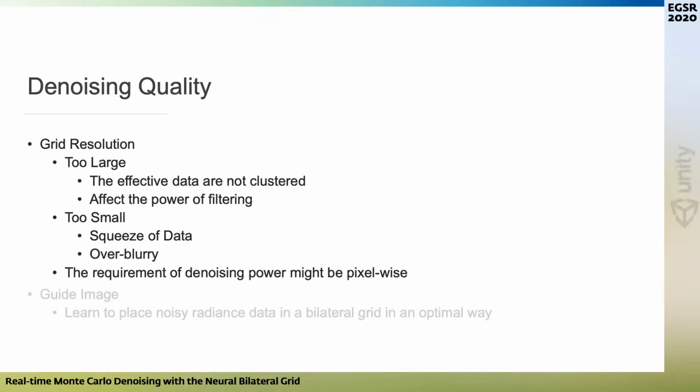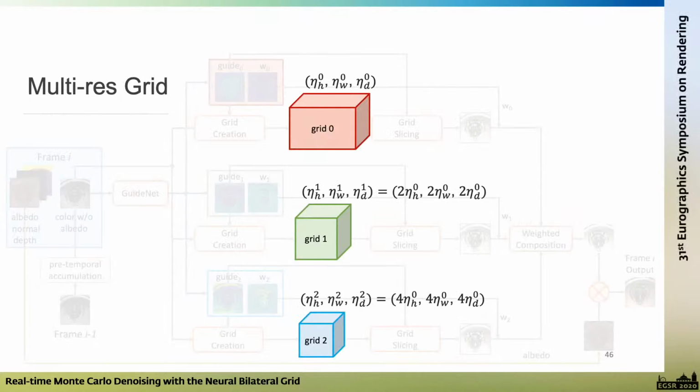Now let's think about the key factors for the denoiser. The first one is grid resolution. If the grid is too large, the irradiance is sparsely distributed in the bilateral grid and the filter is not powerful enough. While if the grid is too small, the data will be squeezed and the denoised image will be over-blurry. Moreover, the requirement for the denoising power might be pixel-wise. Therefore, we introduce the design of the multi-scale grid. Given the input noisy frame, we build a 3-scale pyramid of bilateral grids by choosing different sampling rates.